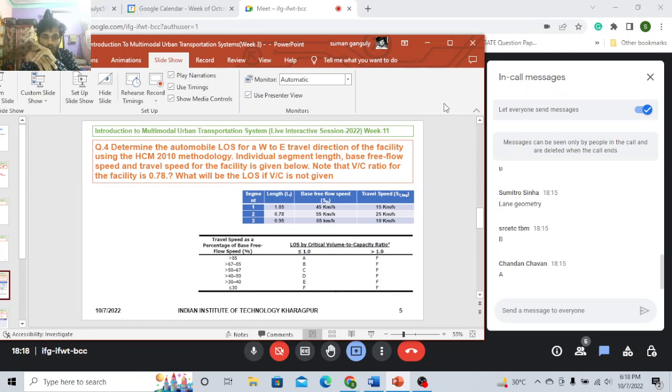And there are two parts. First part is your V/C ratio is given as 0.78, and the second part is, if your V/C is not given, then how would you calculate your level of service in this context, right? You can start calculating, and I will also start calculating. Because I don't know the answer, you calculate, then we will see what would be the LOS of this facility, right?